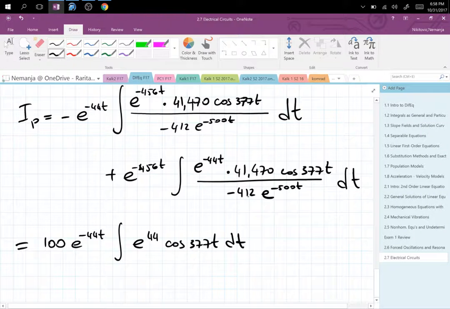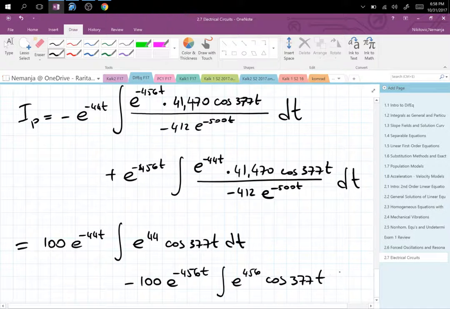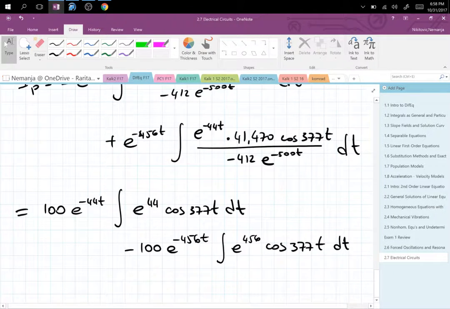And then you have the same constant kicked outside. Again, I rounded this because it was actually 100.65. So minus 100 e to the negative 456t integral of e to the positive 456 cosine 377t dt.